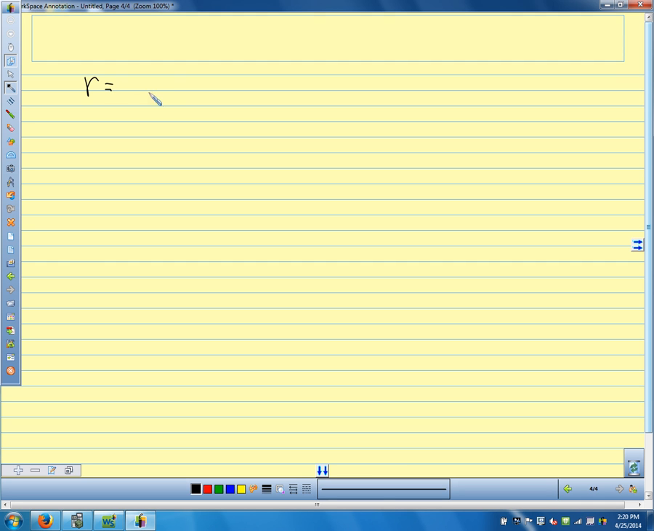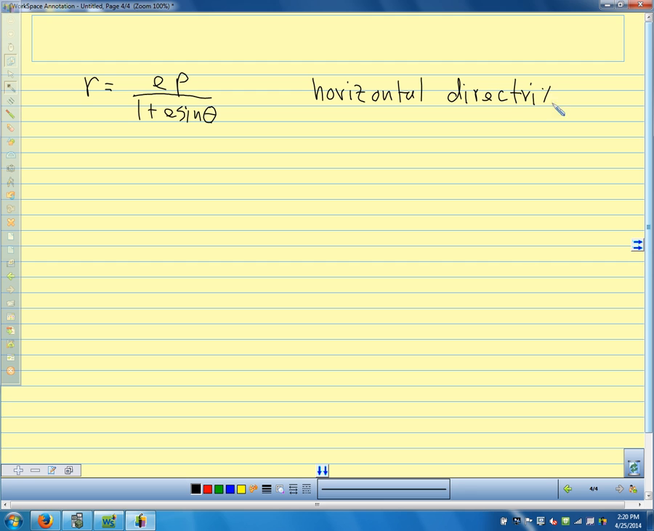If we have r equals ep over 1 plus e sine theta, we know that this is going to have a vertical axis, going to have pi over 2 symmetry. So we're going to have a horizontal directrix above the pole. So plus sign tells us that we're above the pole. And it's just the opposite if we have the minus sign.